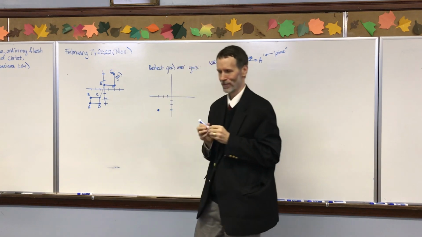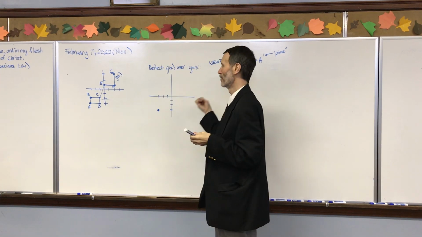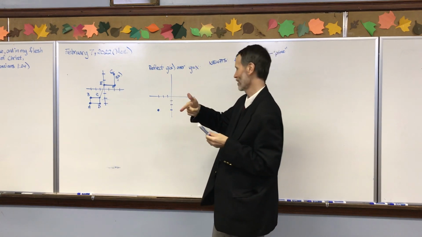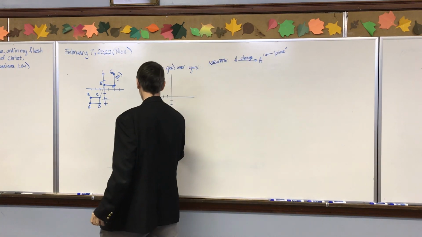by the time the test comes. There are 5 of them: over the y-axis, x-axis, origin, y equals x, y equals negative x. So yeah, I'm going to mark this A prime.